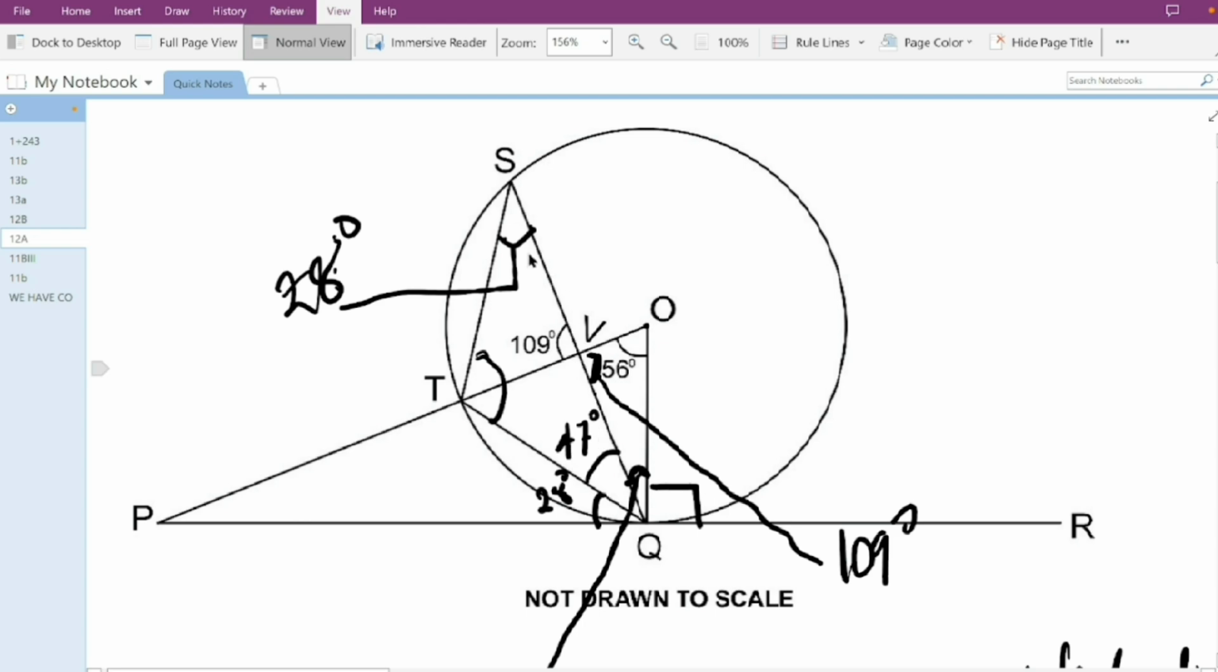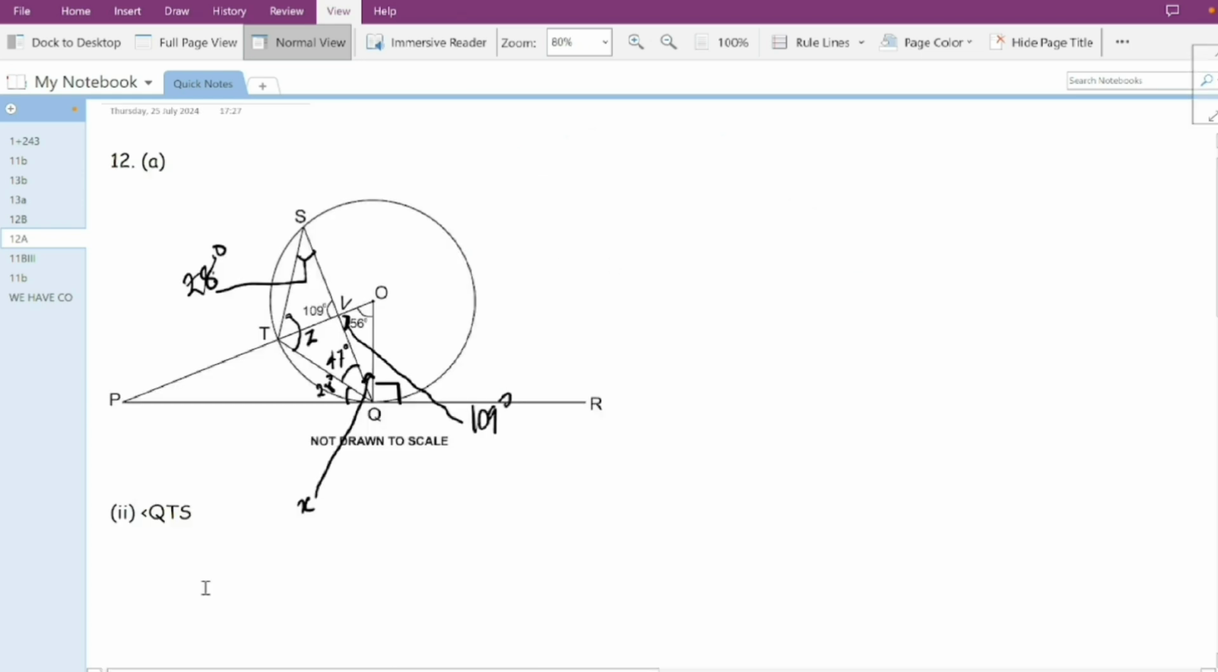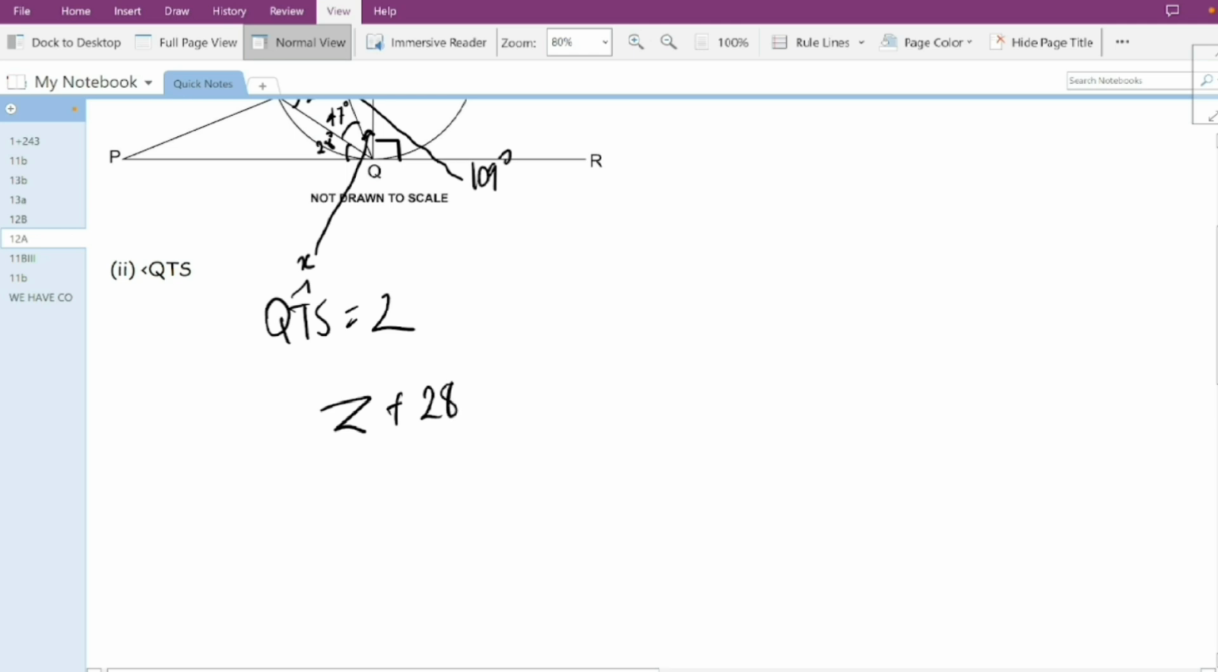And with this 47 and this 28, taking into consideration this big triangle STQ, we can get the angle we've been asked to find. We can name the angle, which is QTS, Z. Knowing that the sum of angles in the triangle is 180, that's Z plus 47 plus 28 equals 180. Then we'll solve for Z. Then taking into consideration the big triangle STQ, we'll find the angle which we've been asked to find for the second question. We now know Z plus 28 plus 47 equals 180 degrees. That's sum of angles in a triangle.